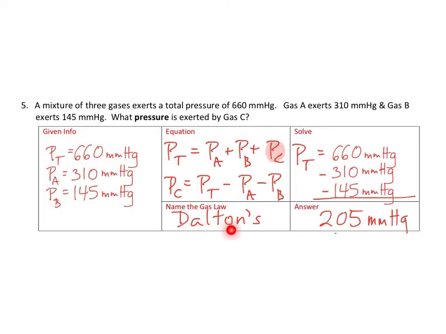Dalton's gas law tells us that the total pressure of a gas is the sum of the partial pressures. The key word there is the sum. We add them together. When the total is given, we simply subtract the other gases to determine the pressure of the remaining gas.